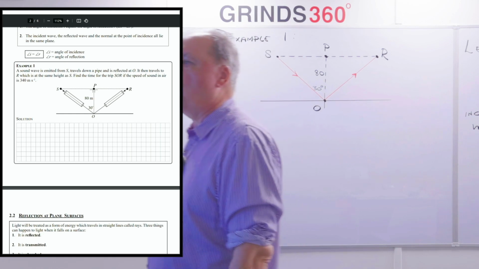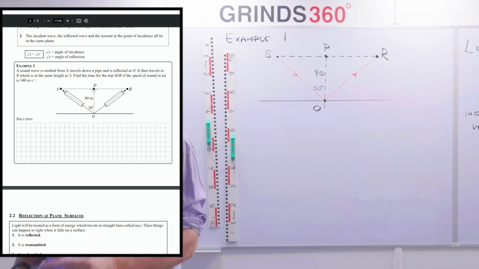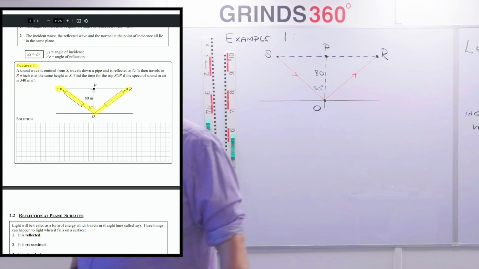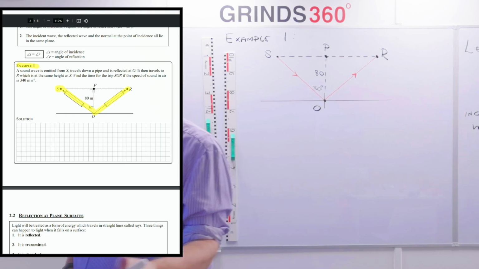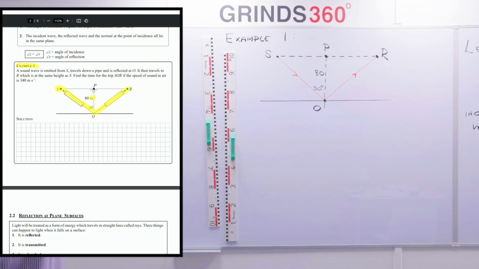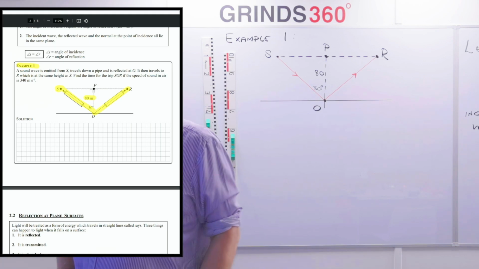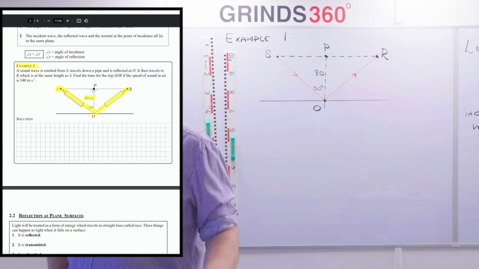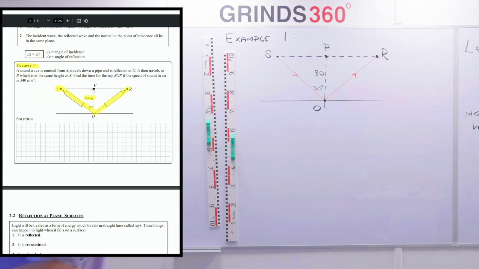Let's have a look at example 1. In example 1, a sound wave is emitted from S, travels down a pipe, and is reflected at O, then travels to OR, which is at the same height as S, that height being 80 meters. Find the time for the trip SOR. They give me a constant that's not in the table book, and that is the speed of sound in air is 340 meters per second.